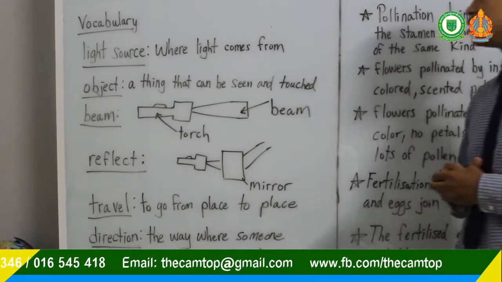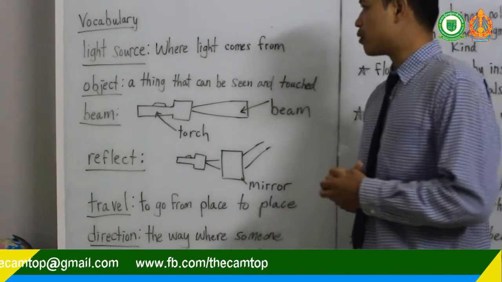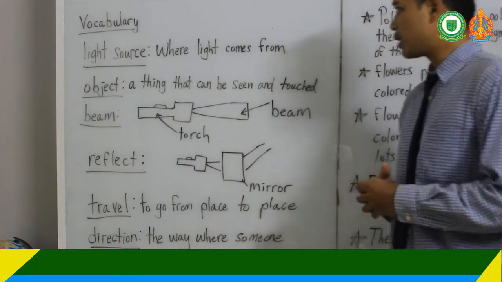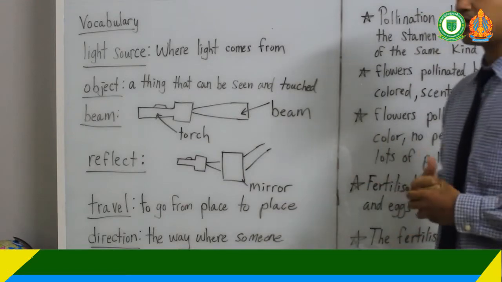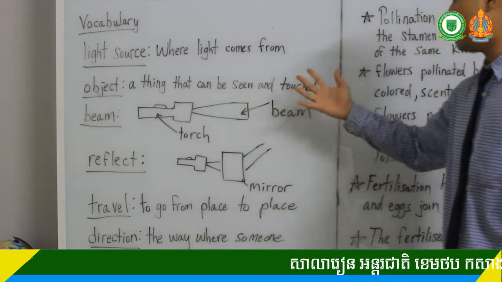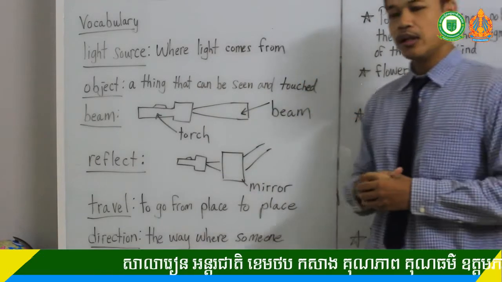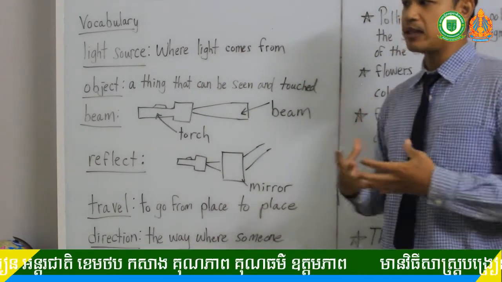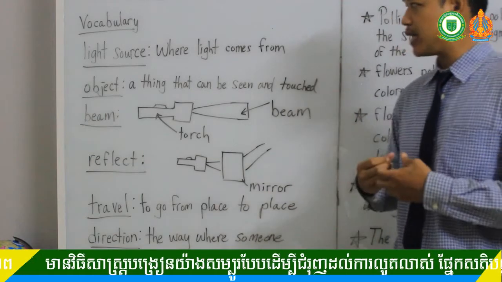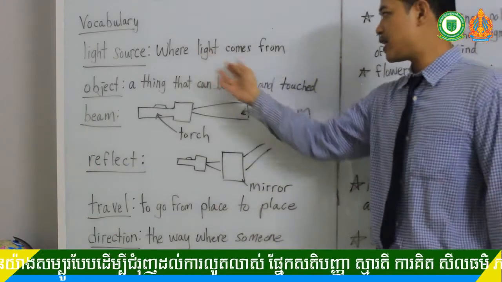So as you can see on the board, the vocabulary is light source. Okay, so what is a light source, right? So a light source is where light comes from. Okay, so a light source is something that produces light, that emits light, that makes light. So where light comes from.